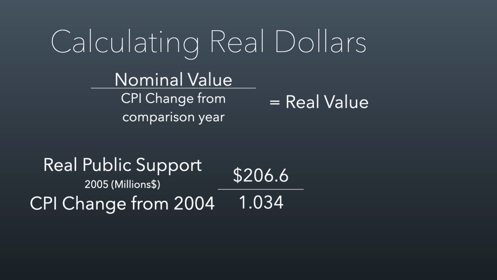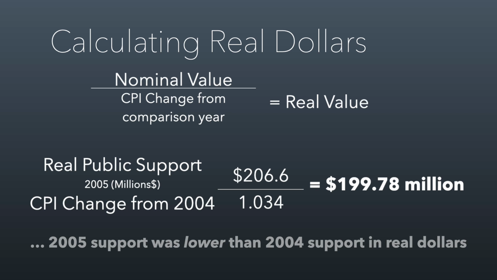And here it grew by about 3.4%, which means an inflation rate of 3.4%. If we apply that number, the index change, against the real public support, we're basically weighting the 2005 numbers and turning them into 2004 dollars. That is what we're doing with this calculation. The real public support for that year was 199.78 million. And in real dollars, it means that 2005 support was lower than 2004 support.